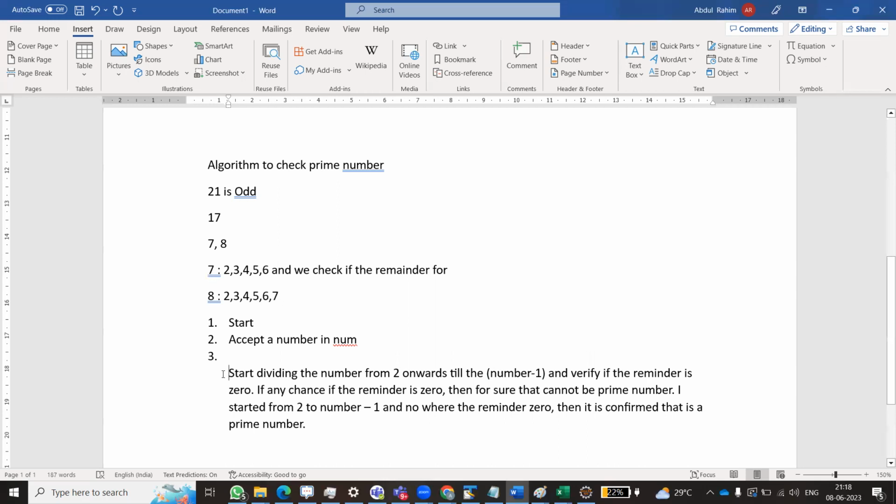Or is there any problem here? It makes sense, right? Now, exactly the same thing we need to convert into a form of algorithms or flowcharts. So what do I do? Accept a number, I have a number now. I will make use of, say, a remainder.